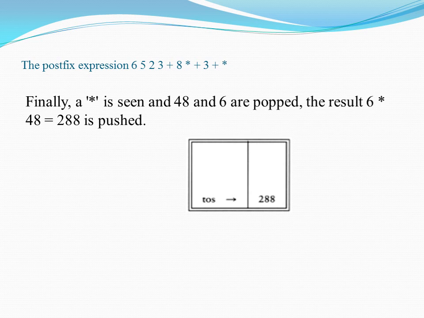Then the next read is star. It is an operator, so we have to pop two values, 48 and 6. Apply this operator: 6 into 48 equal to 288. Then 288 is pushed.